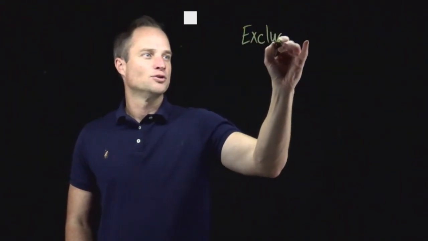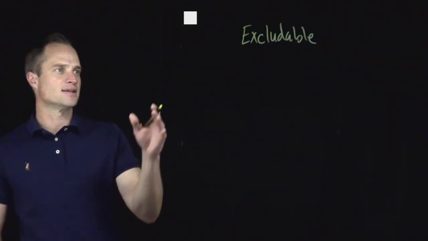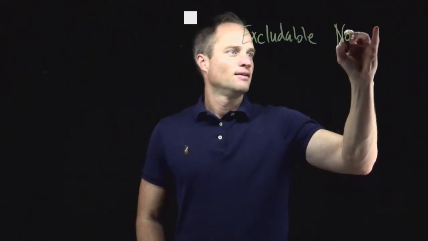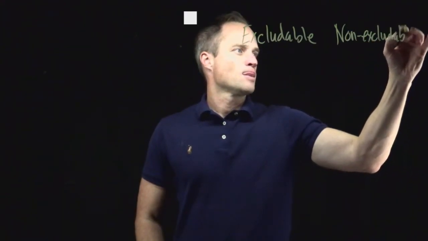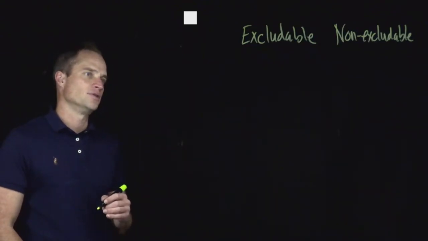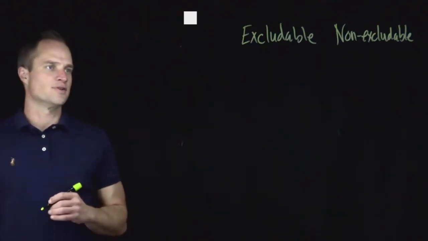In this video, I want to talk about how economists classify goods. And we usually classify goods on two dimensions. First, I'm going to talk about whether a good or service is excludable, which means that someone can be excluded from using it. The flip side of that is non-excludable, where it's not practical to exclude a person from enjoying or using the good or service.